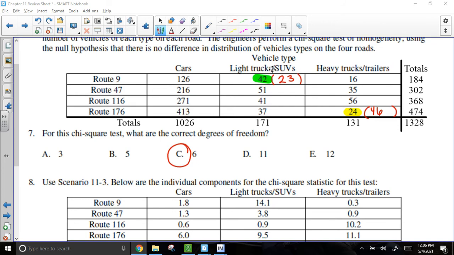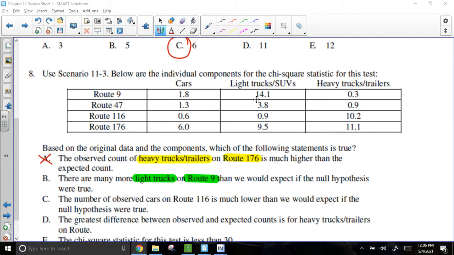Sorry, I got interrupted there. There are more light trucks on the road than we would expect if the null hypothesis were true. Well, that looks right. There's more than what we would expect. Remember, this is the expected number. So that's looking like the right answer to me. I think that's looking pretty good.